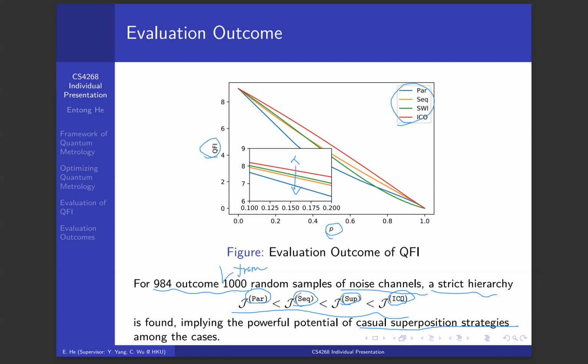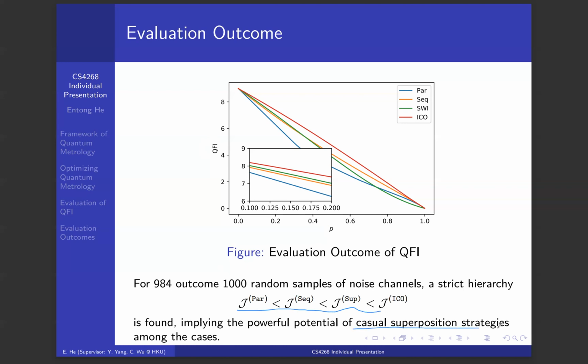As we can see, the larger the QFI, the more certain we are in the estimation of phi hat on the unknown parameter. So they are the first to propose an algorithm based on semi-definite programming to formulate all these quantum strategies, and they did find a strict hierarchy.